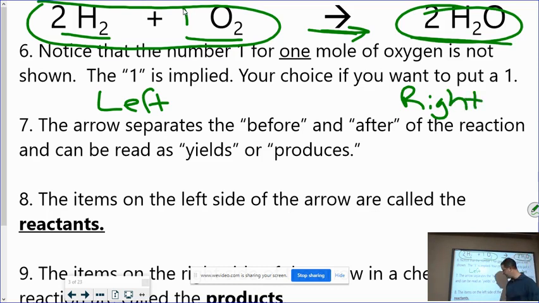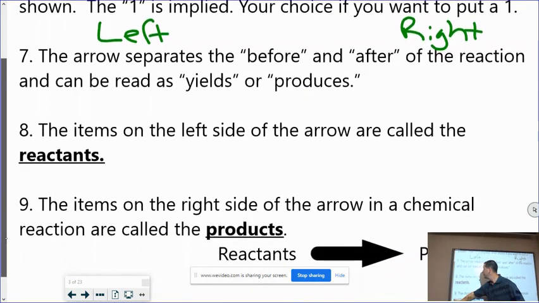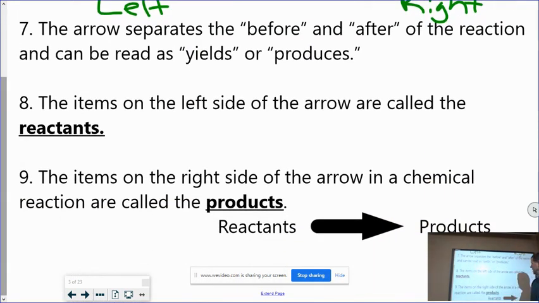Many people will get that mixed up. And I think we got that all right there. So again, reactants are found on the left-hand side and the products are found on the right-hand side. The reactants react together to make the products.